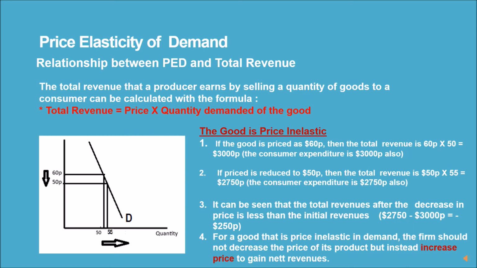2750p also. 3. It can be seen that the total revenues after the decrease in price is less than the initial revenues. 2750p less 3000p equals negative 250p. For a good that is price inelastic in demand, the firm should not decrease the price of its product but instead increase price to gain net revenues.